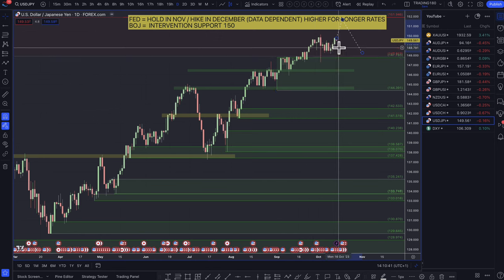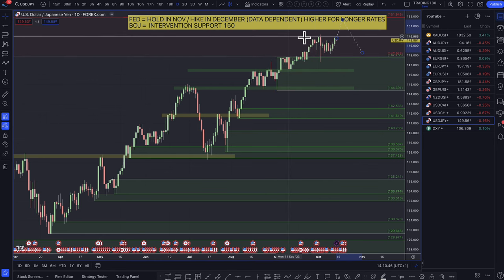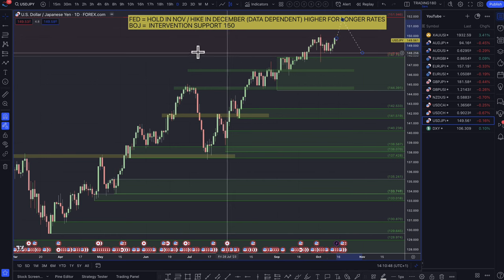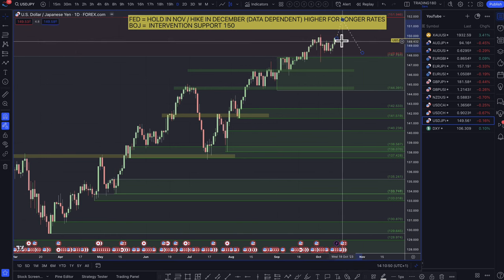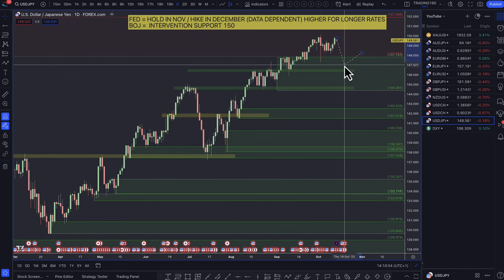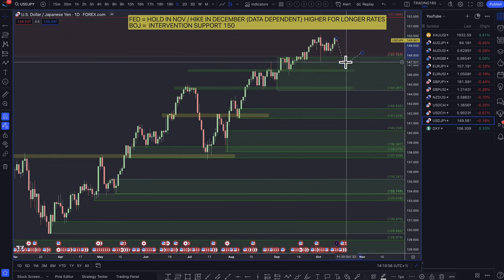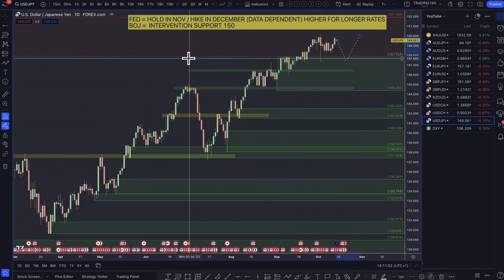So I would say, definitely be very cautious on selling the yen at these levels. But also, if I was looking to buy this, I would really wait for deeper pullbacks, to the 148s, maybe 147, somewhere around here, to start to look for some potential buys on the dollar, if you're looking to buy the dollar yen.